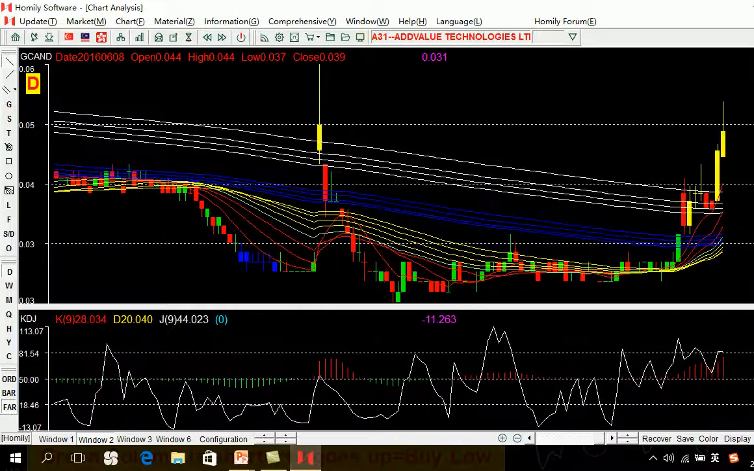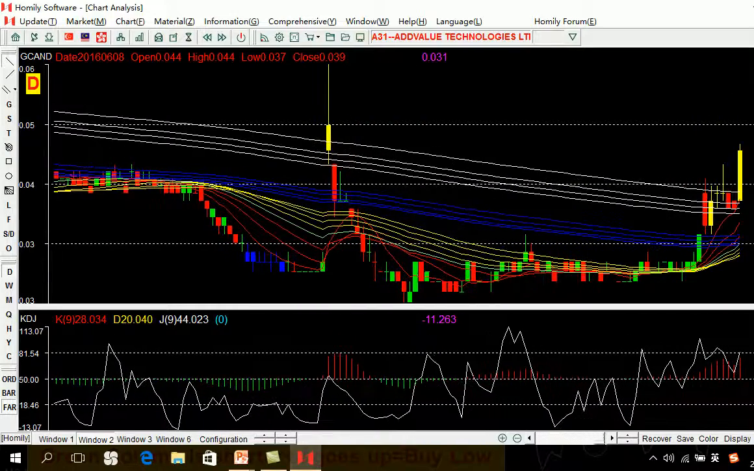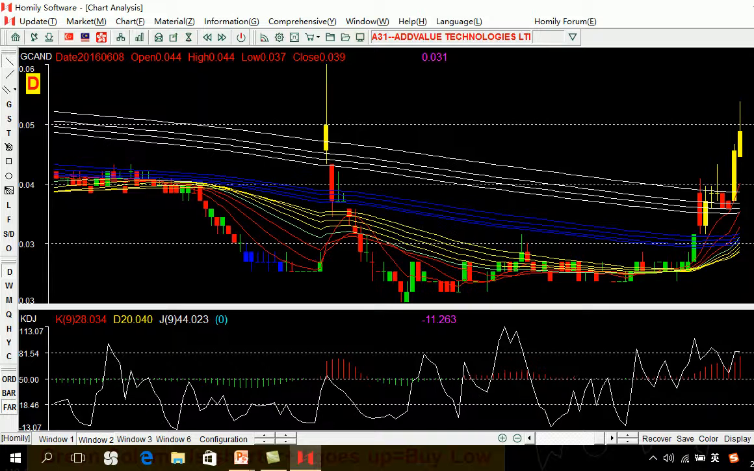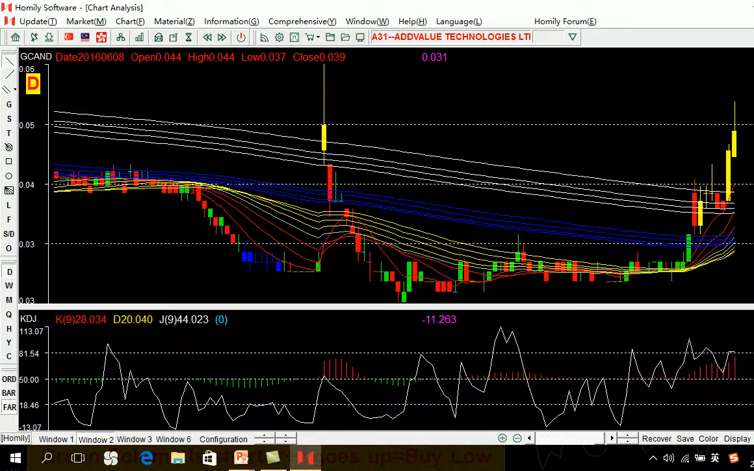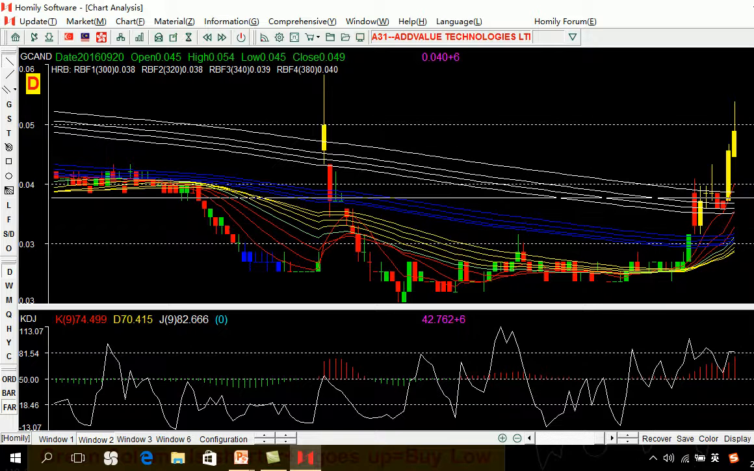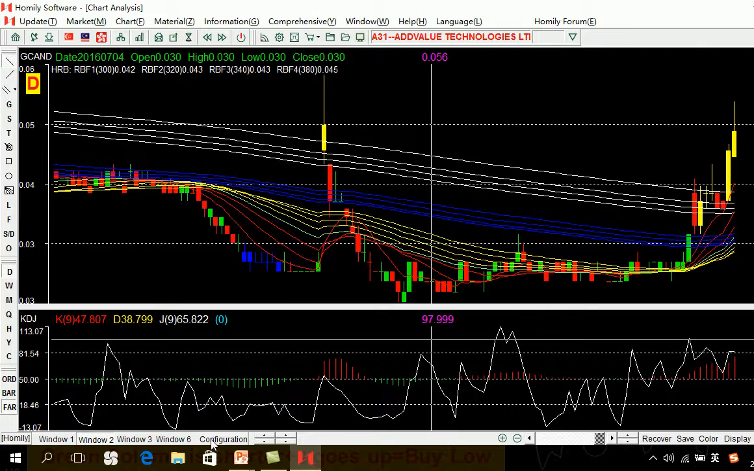So we can see here, it goes upright, continues up. So this one maybe is better, but you need to wait till some correction. Then how to judge? If you see the J line go down, then go up again, maybe you have a chance to catch some short-term buy point. Okay, so this is this stock.